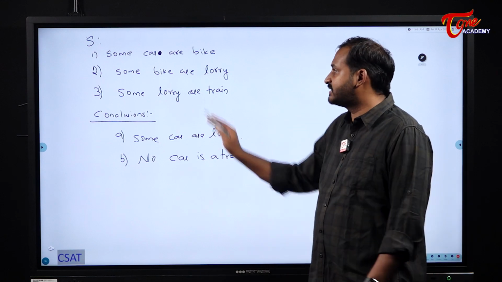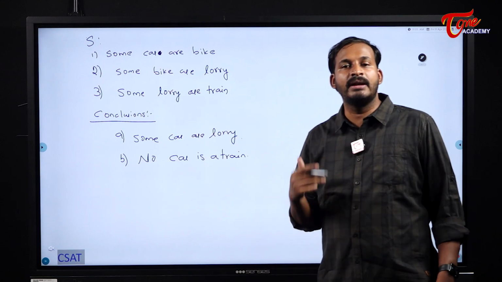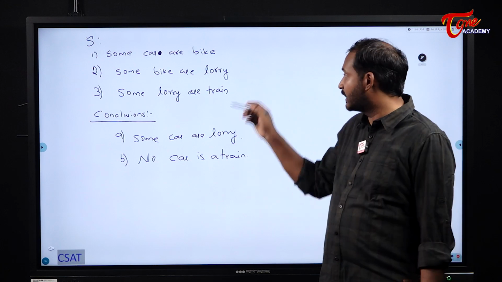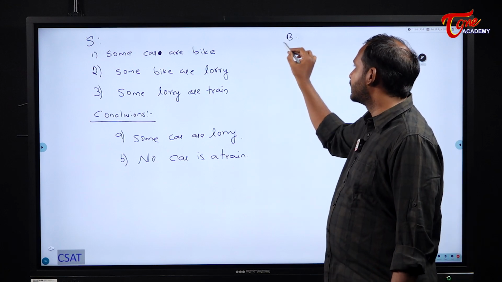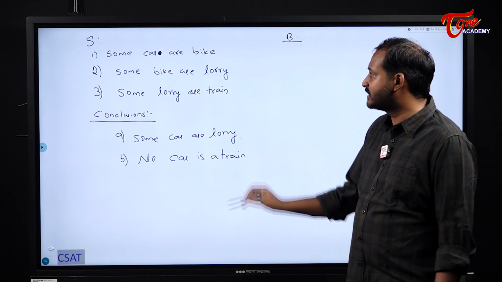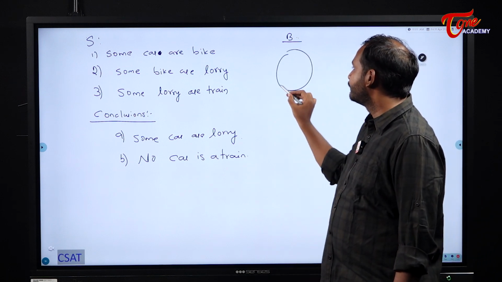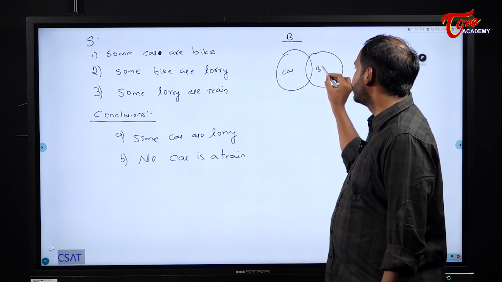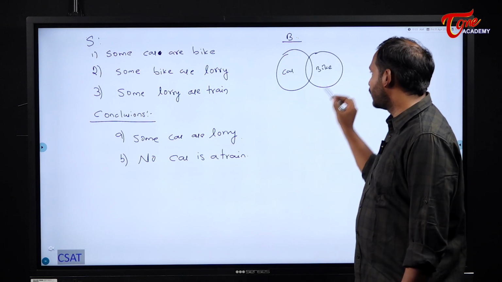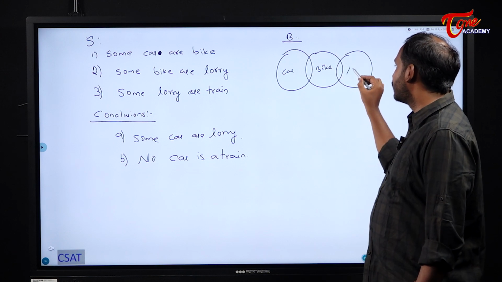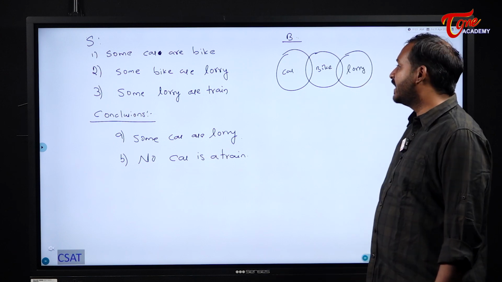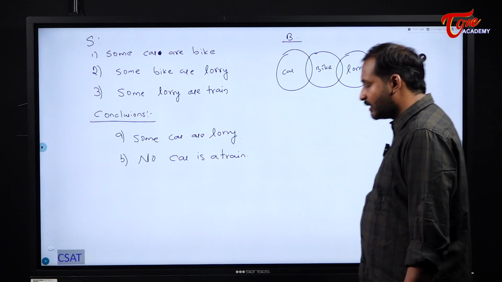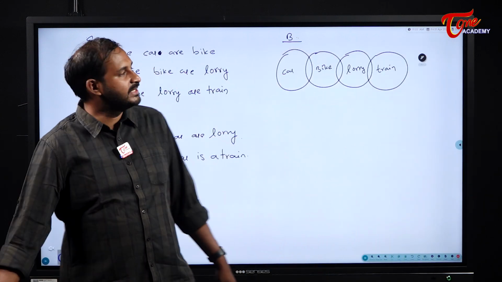Now see here, first of all, from the given statements, we will draw a basic diagram. By reading the statement, we will draw a basic diagram. Some car or bike. Good, super. Next, some bike or lorry. That one is also okay. Next, some lorry or train. This is the basic diagram for me.